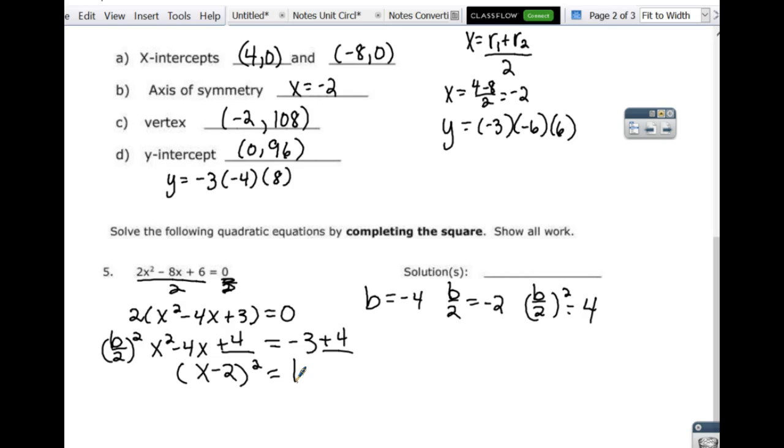And how do I get rid of the squared? Square root on both sides. So I get x minus 2 equals plus or minus 1. So when I add the 2 to the other side, I get 2 plus or minus 1. So x is 3 and x is 1.